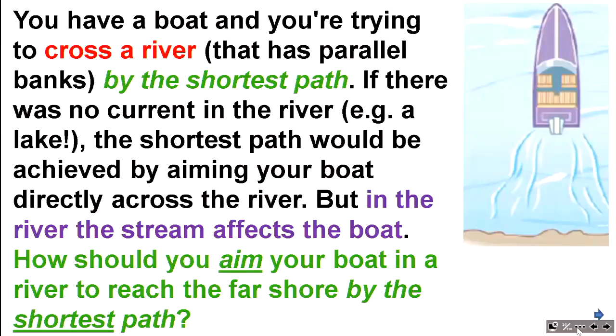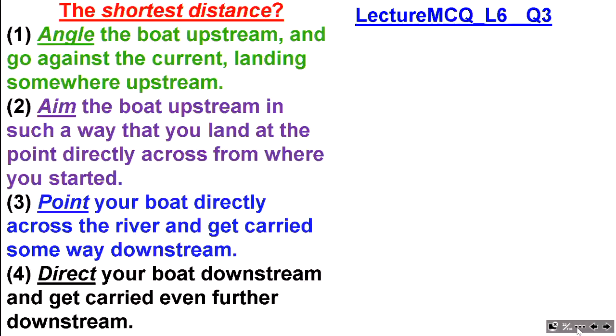All right, so first, I'm going to ask you a question. What do you think? How should we aim the boat to cross the river by the shortest distance? Well, if a picture is worth 1,000 words, 4 pictures are worth 4,000 words. And that's what you're supposed to be doing, drawing 4 pictures, one for each case. Like this, for example.